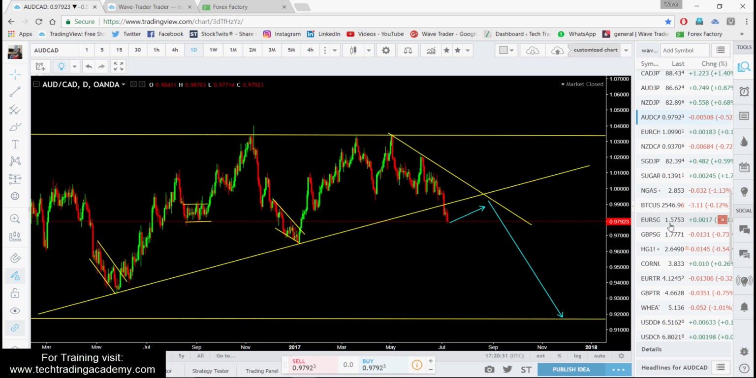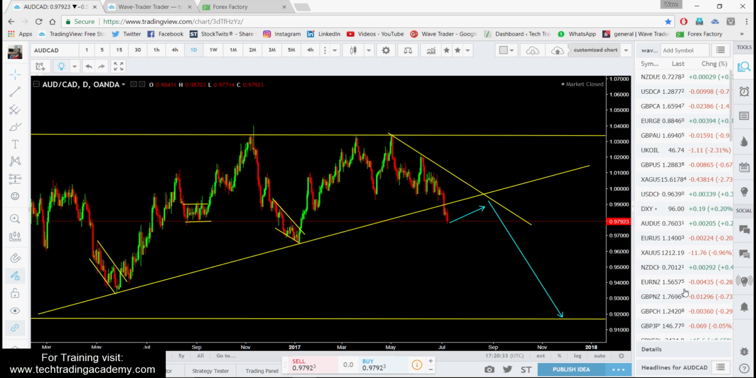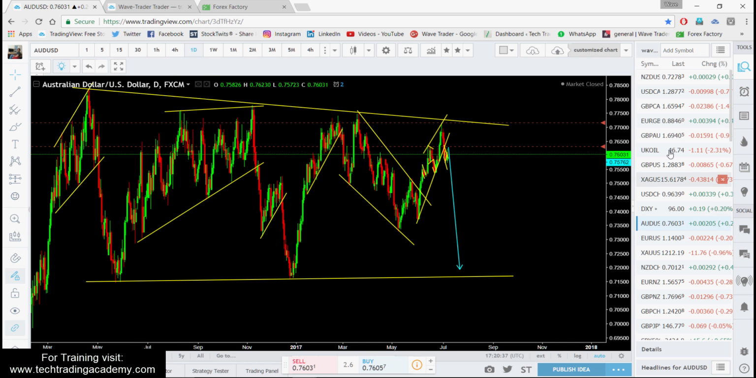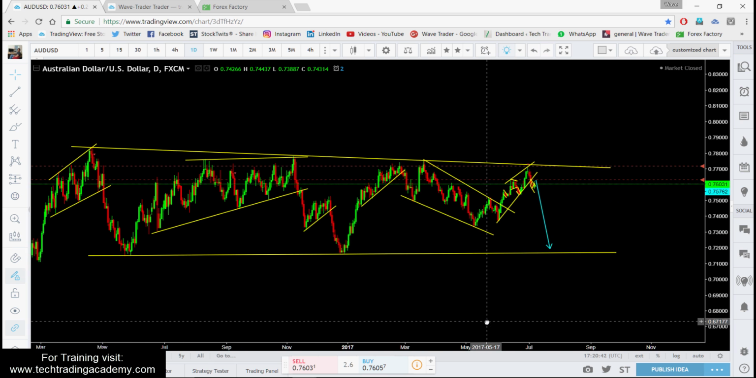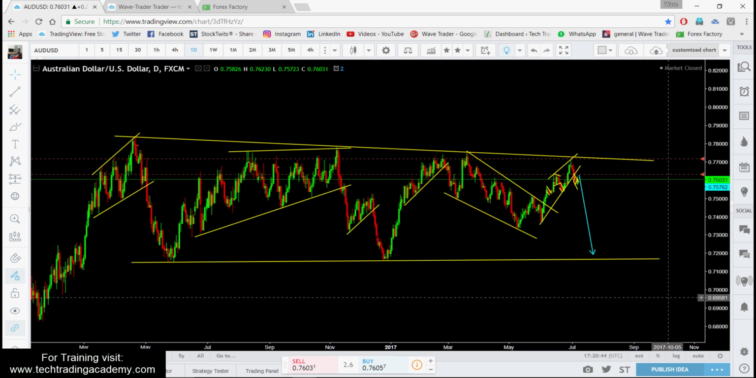I think I never look at the Australian dollar. Let me look at the Australian dollar. Yeah, I haven't covered that one. All right, so we are still in this formation, fellows. Nothing new over there. We are still in this formation.